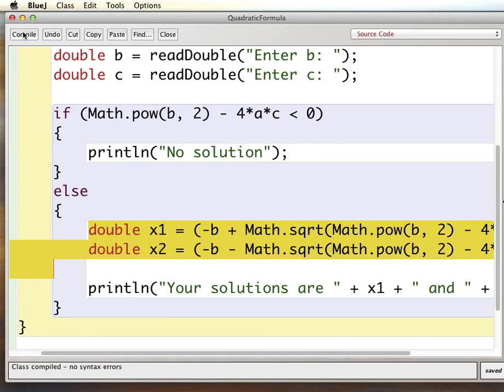And that should compile. Go ahead and try it on any quadratic equation you can think of now. It should either say no solution or it should give you the solutions. And that's our second video.